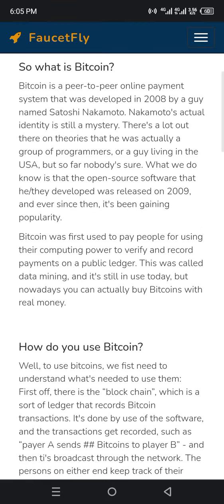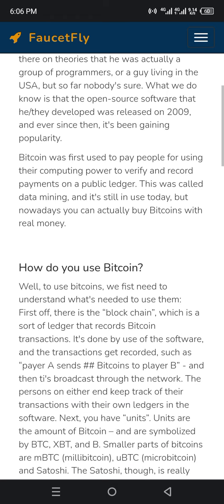So how do you use Bitcoin? That's the question for now. You might be wondering, how do I use this virtual money? Where can I spend it? Well, to use Bitcoin, we first need to understand what's needed to use it.